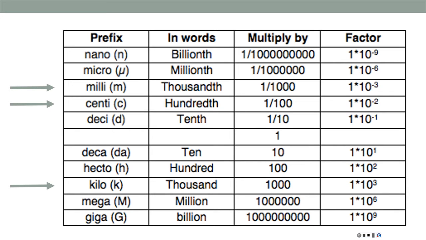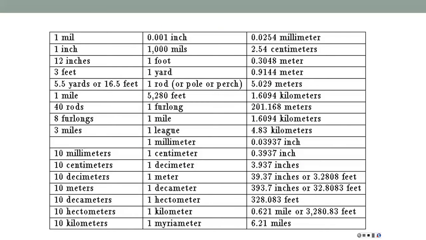Just so you're aware, I stole a picture of some of the English relationships. And you can see that by no means is it based on 10. They don't make any sense at all. So 1 mile is 5,280 feet. 40 rods is 1 furlong. We're in Kentucky, right? I think that's a racing distance. Don't horses race that far? Never mind. Okay. 3 miles is a league. That doesn't make any sense.